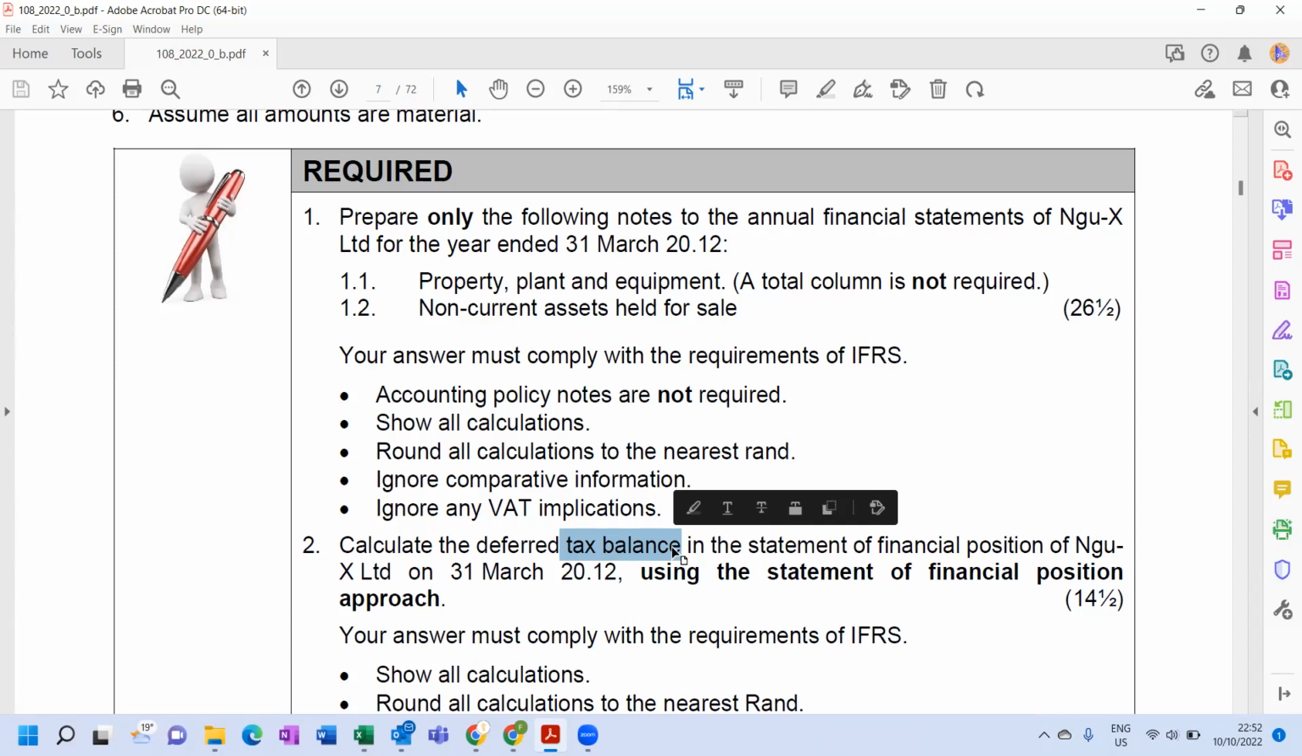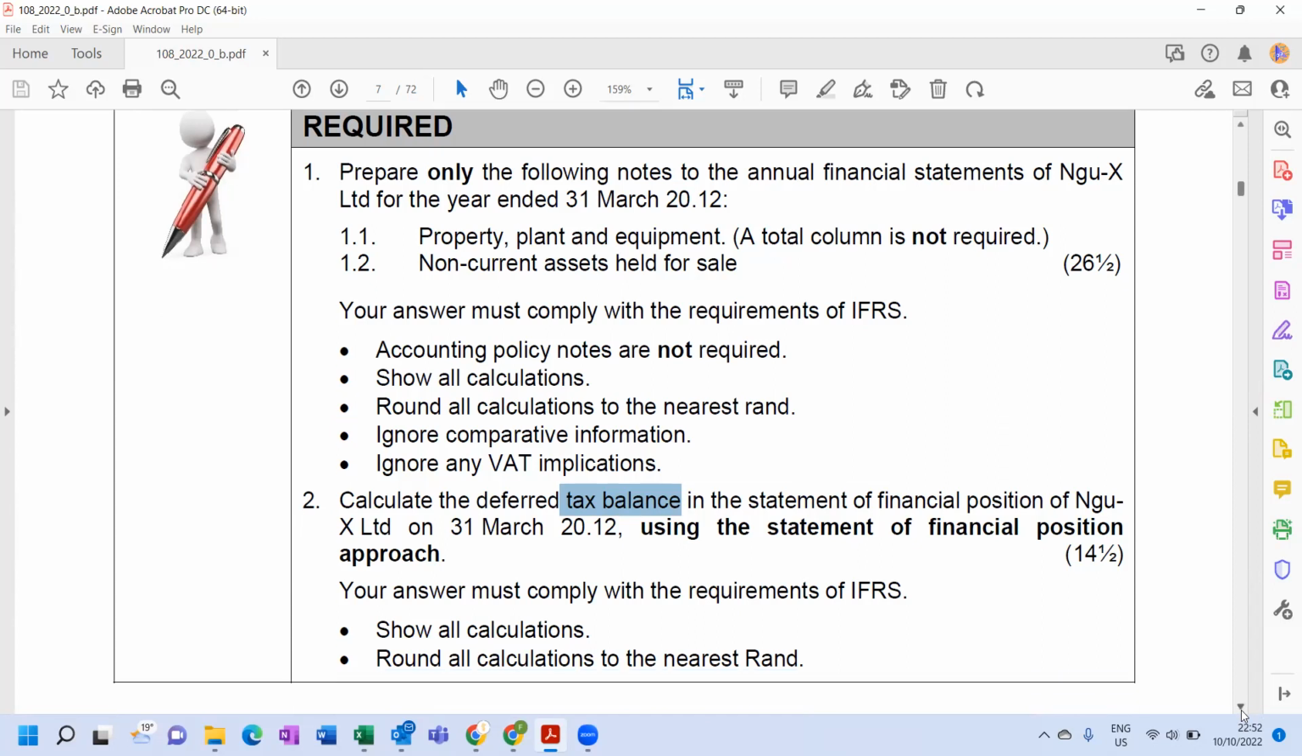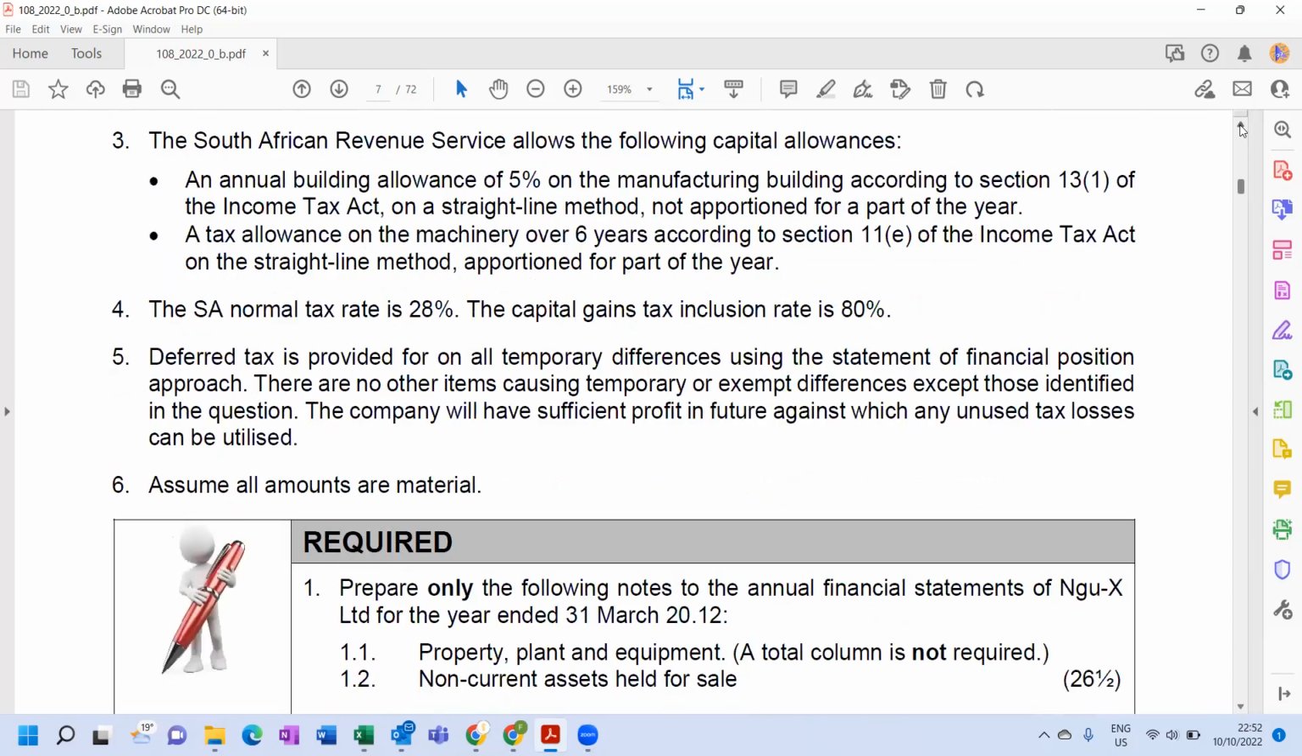So what's important to take note: you need to identify all the assets and liabilities from an accounting perspective, and you need to identify all the assets and liabilities from a tax perspective that draw tax consequences, and that must be in your list of assets and liabilities. So that's basically what we want. It says show all calculations to the nearest rand. Okay, so all I'm going to do is go through this list.